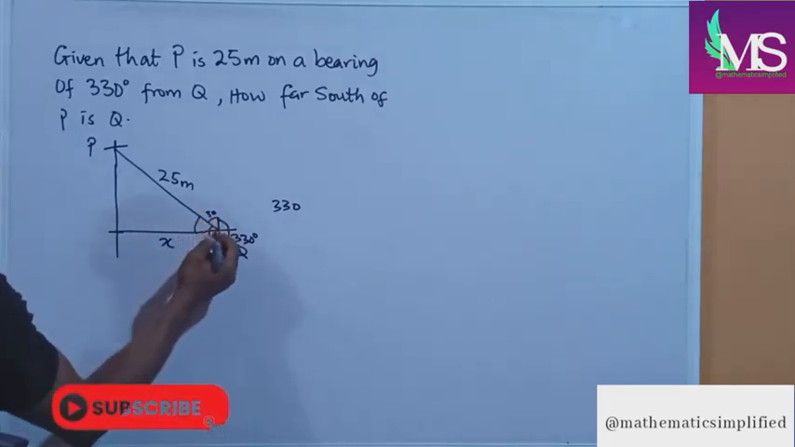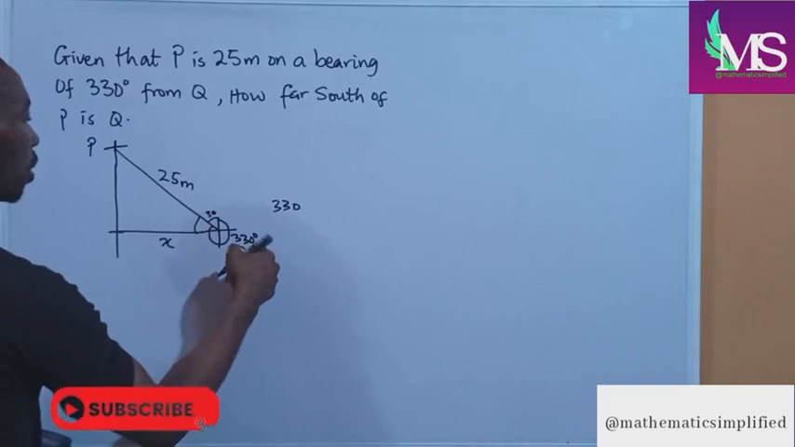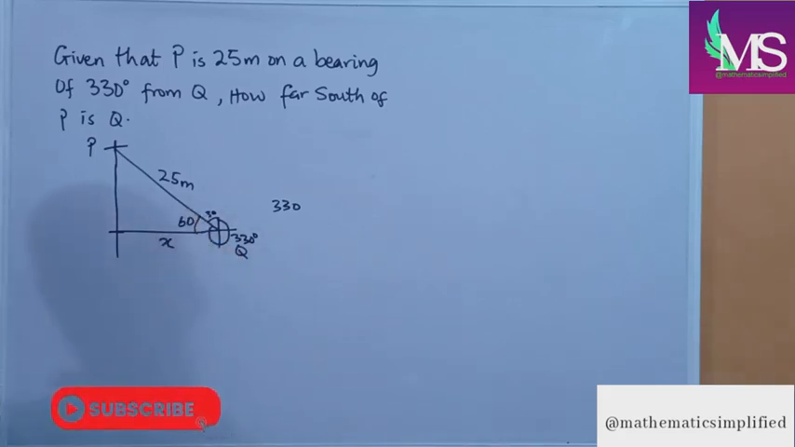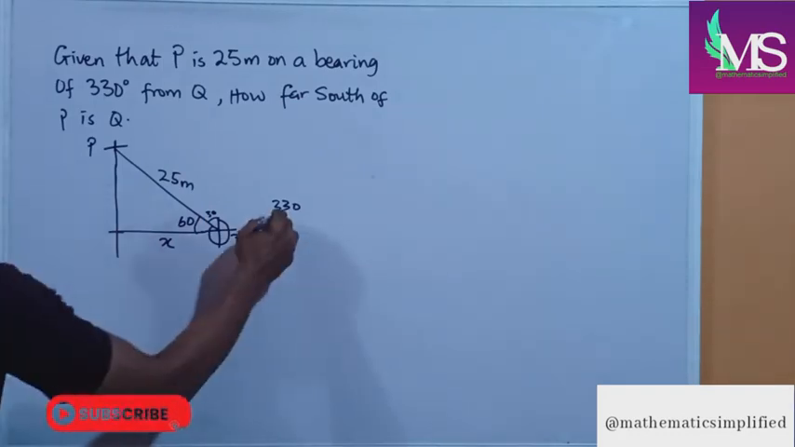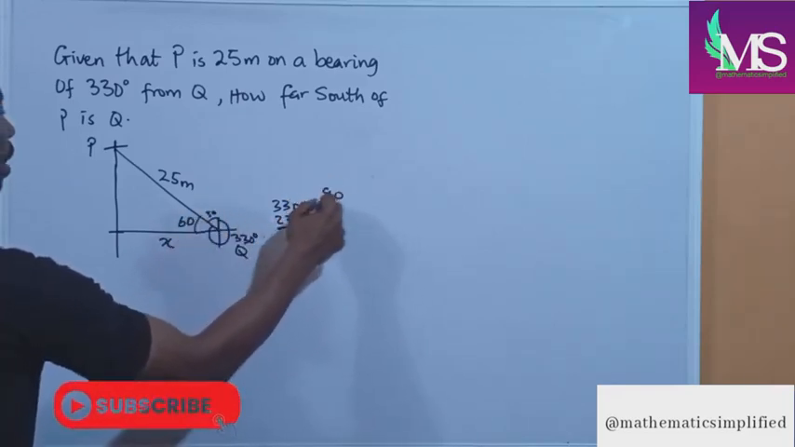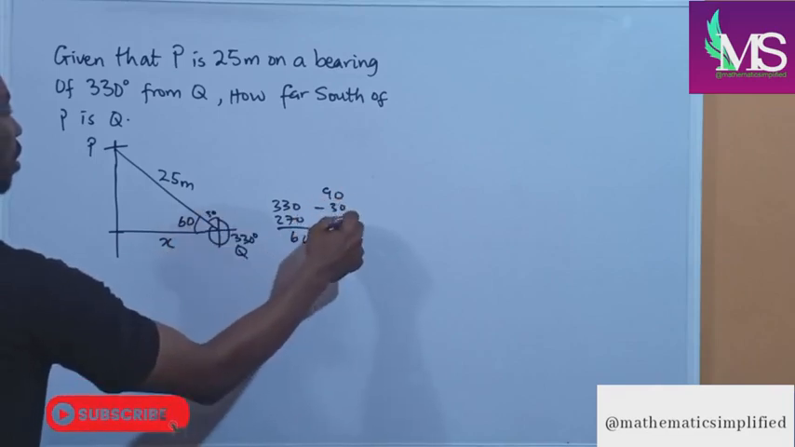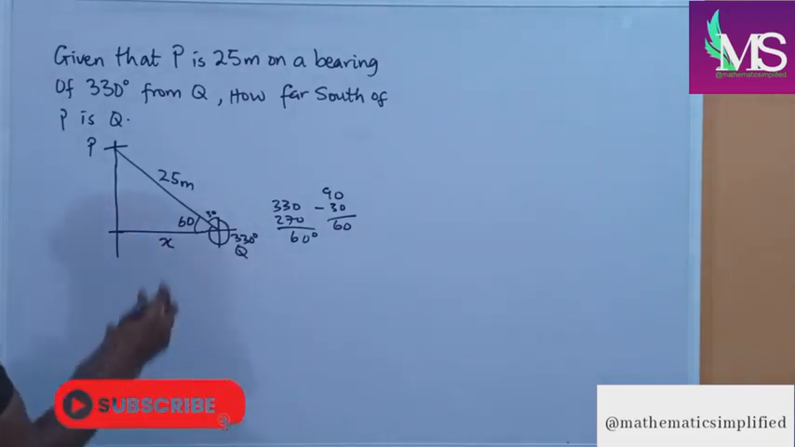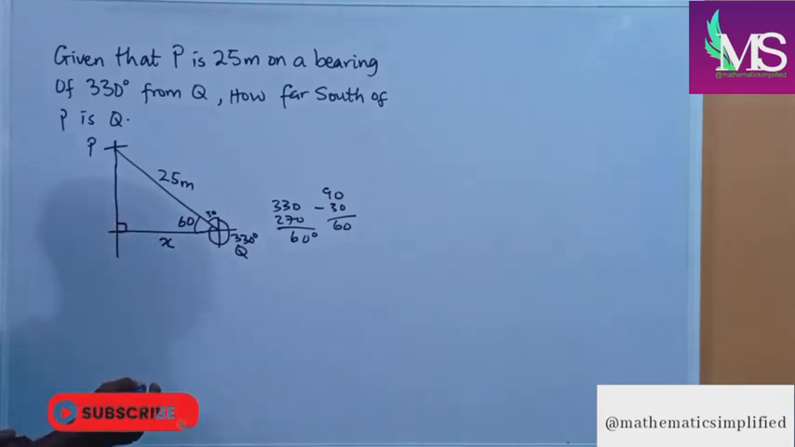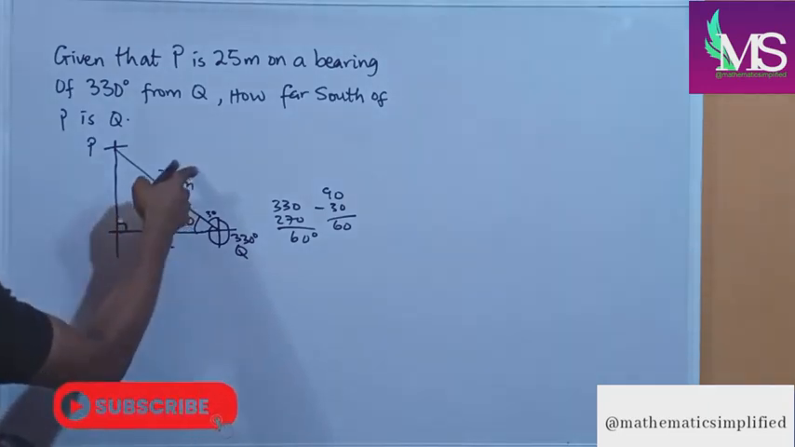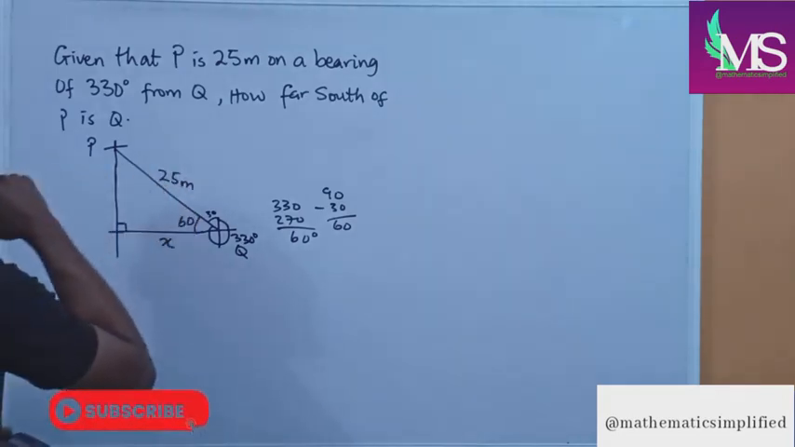So for us to find this angle, either we do 90 minus 30 or 330 minus 270, which will still give us 60 degrees. So if you have 330 minus 270, we're having it as 60 degrees. Or we do 90 minus 30, we have it as 60 degrees. Now, knowing that the angle here is 60 degrees, so next thing we have to find is, this is at 90 degrees. So this x acts as our adjacent and 25 as our hypotenuse.